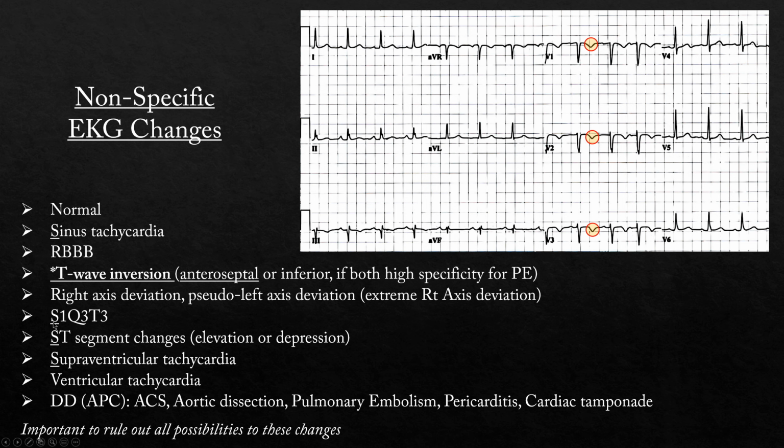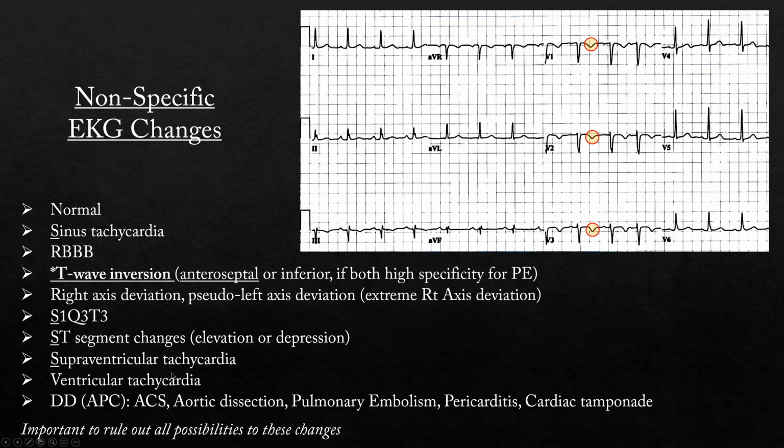You can see a very classic S1, Q3, T3: an S wave in lead 1, a Q wave in lead 3, and T-wave inversion. It doesn't have to be this way. It can be only S1. It can be S1 Q3. It can be only T3. Any one of these. They're not specific. Right axis deviation, extreme right axis deviation, ST changes.